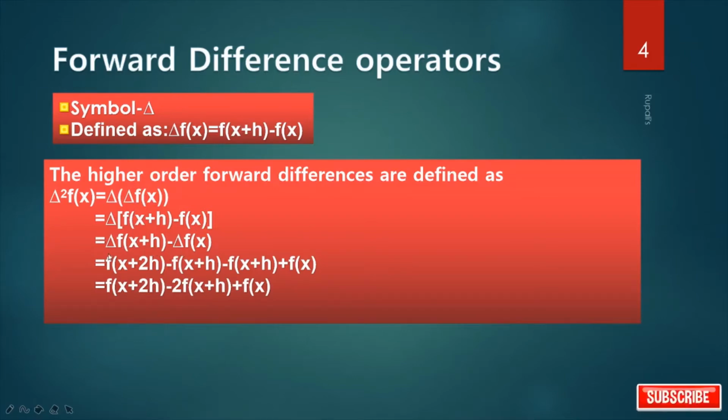What is delta f(x plus h)? From the formula, in place of x, if I write x plus h, we get f(x plus 2h) minus f(x plus h). And minus delta f(x) means it is minus f(x plus h) plus f(x). So, after calculation we get the result f(x plus 2h) minus 2f(x plus h) plus f(x).